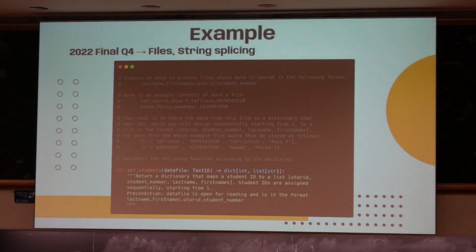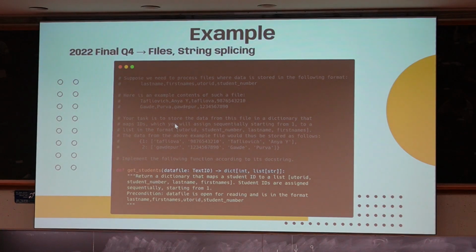Okay, so let's go over an example. This is question 4 from your final exam from last year. It's files and string splicing. So I'm just going to read over the question, and if you have the answer, just say it. Suppose we have to process files where data is stored in the following format: last name, first name, UTOR-ID, student number, with no spaces in between. Here's an example of the contents of such a file.